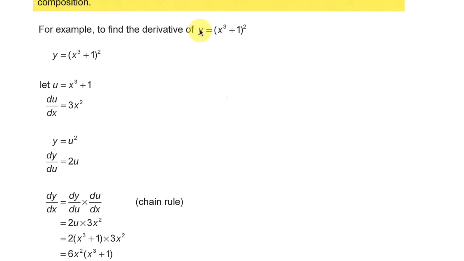So here we have y equaling (x cubed plus 1) all squared. I make the content of the brackets equal to u, so u is equal to x cubed plus 1. I then find the derivative of that, so I work out du/dx. So obviously it just becomes 3x squared. I write y in terms of u. So y is going to equal the content of the brackets all squared, so y is going to equal u squared. The derivative of that is 2u. Notice that I've got du/dx, so change in u with respect to change in x is 3x squared. And here I have dy/du, change in y with respect to u, is 2u.